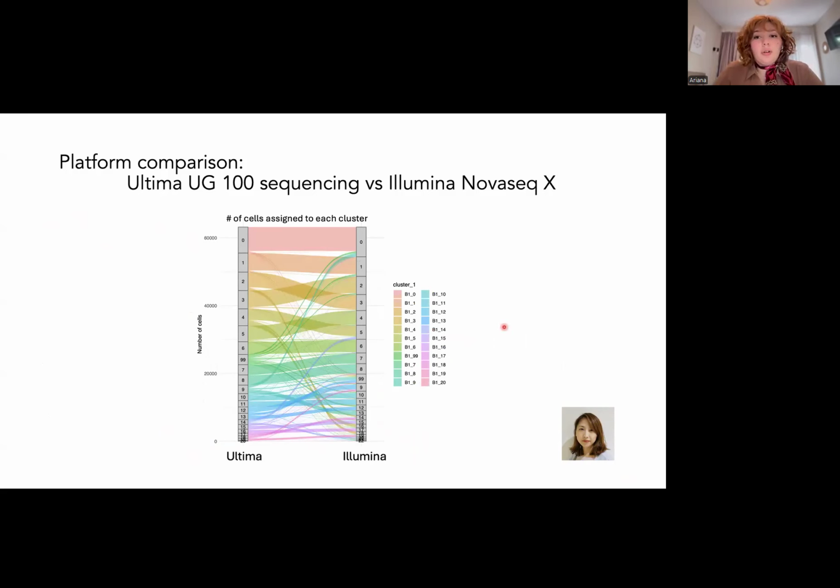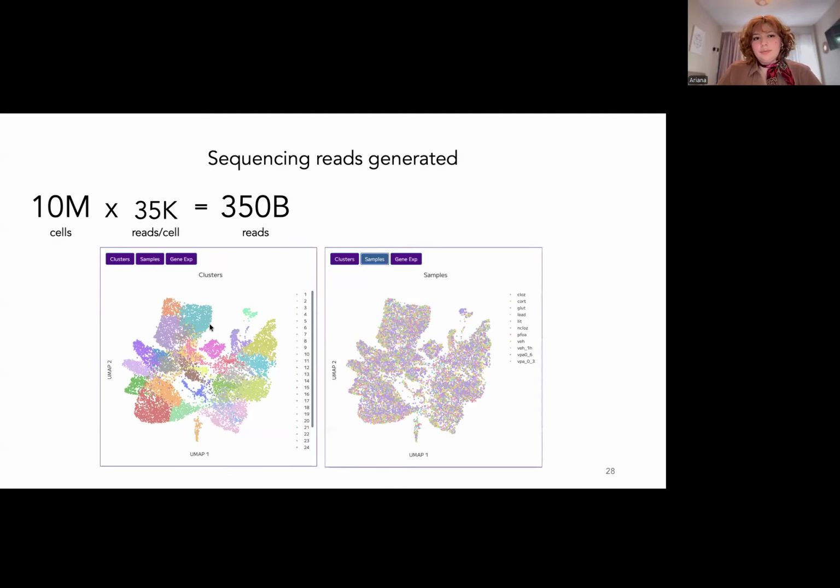This agreement also holds at the level of cell type assignment, or at least cells assigned to each cluster, since we haven't annotated these cells yet. But here we have the clusters from Ultima and then the clusters from Illumina. And most of the cells are assigned to the same clusters with slight differences. So right now we just got the data back maybe a month ago.